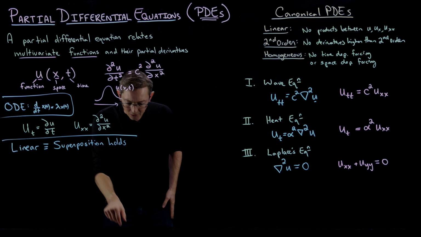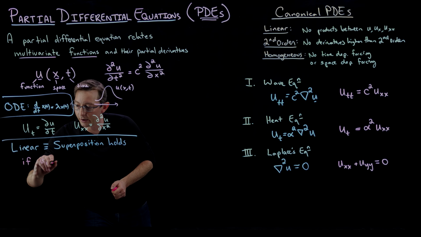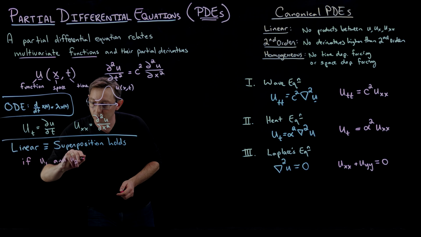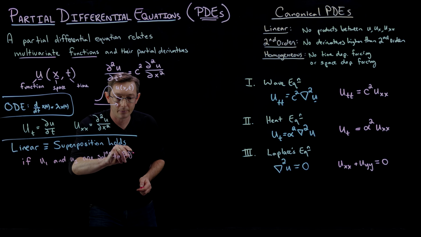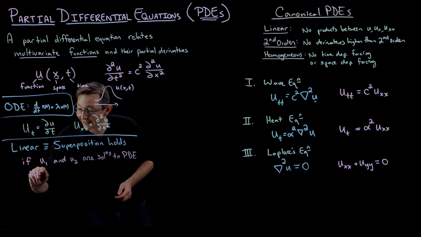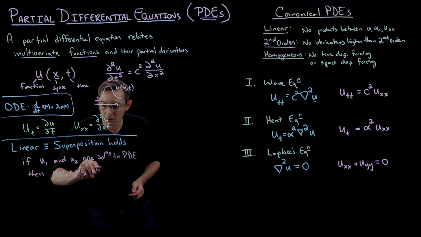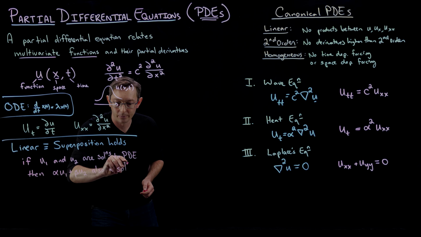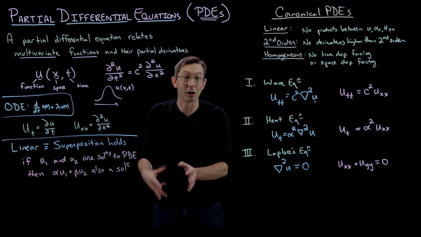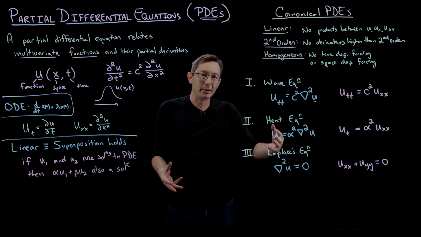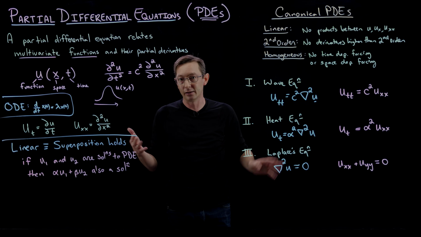I'm going to say it again. When we say superposition holds, this means if u1 and u2 are solutions to a PDE, then in fact any constants alpha u1 plus beta u2 is also a solution. And so that allows us to essentially cook up basis solutions or eigensolutions and then take linear combinations of those for more complicated problems, for more complicated boundary conditions, geometries, et cetera, et cetera.